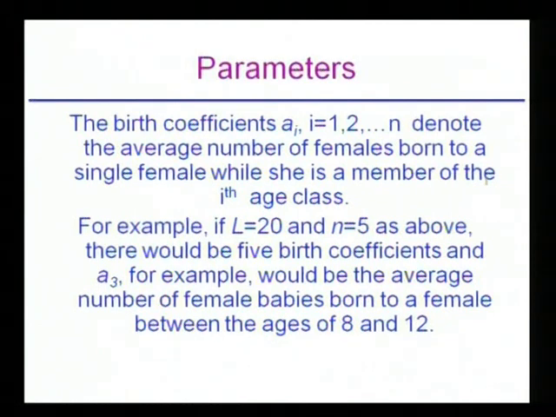What are the parameters? The birth coefficients ai, i running from 1 to n, denote the average number of females born to a single female while she is a member of the ith age class. For example, if L is 20 and n is 5, there would be 5 birth coefficients, and a3, for example, would be the average number of female babies born to a female between the ages of 8 and 12. This need not be for humans, the data can be for any animal.